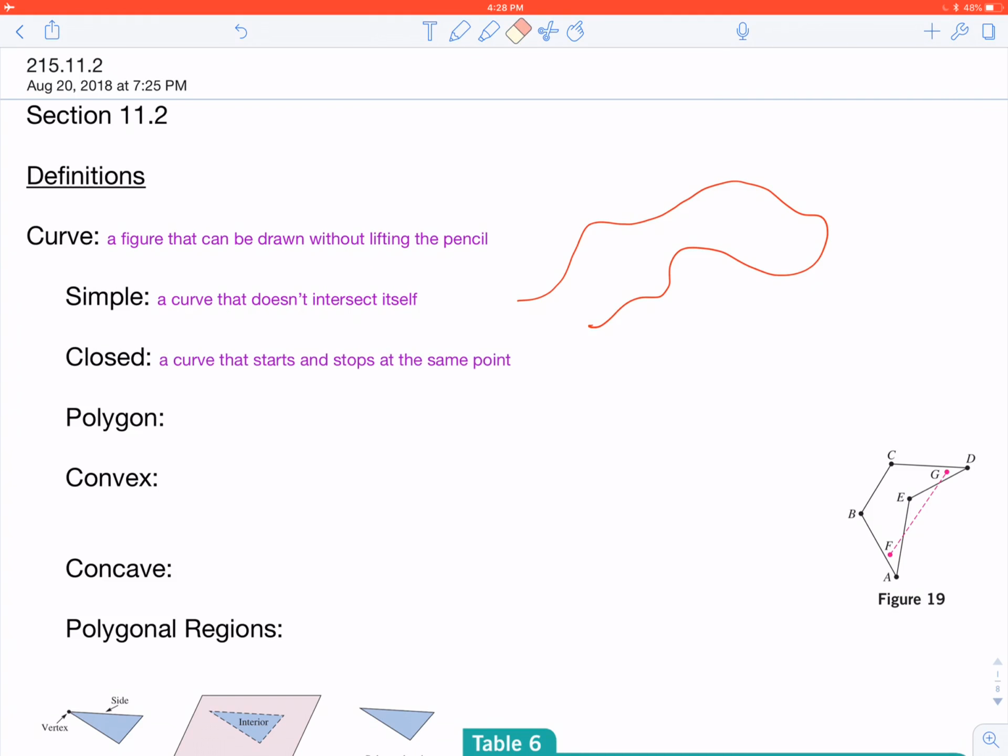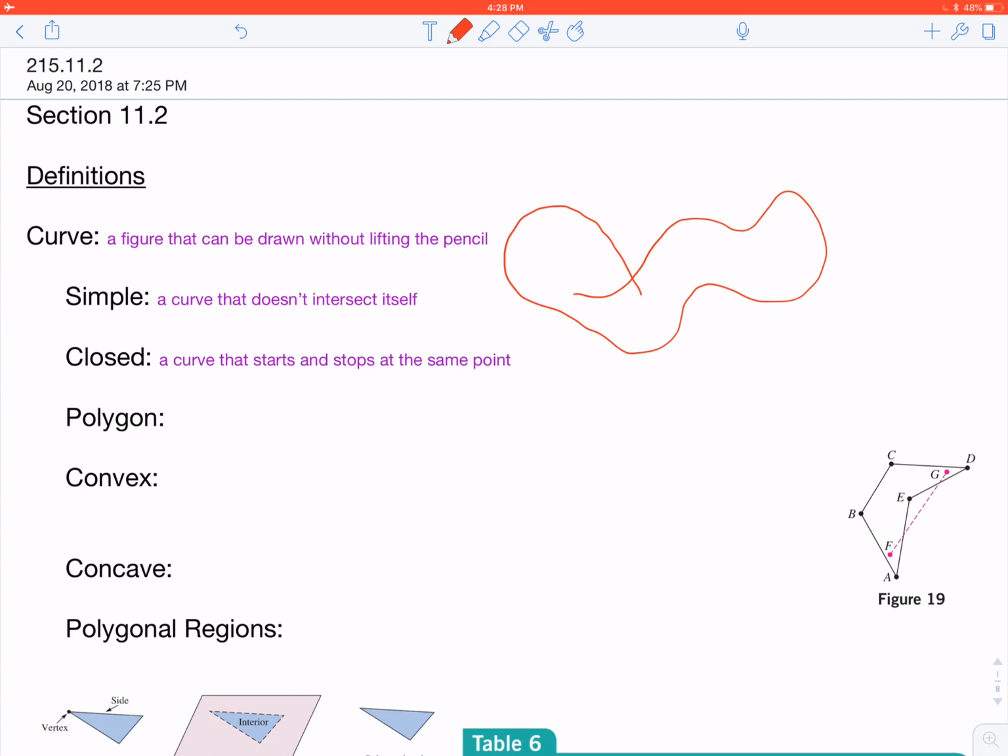Next, we have a closed curve. A closed curve starts and stops at the same point. So in this particular case, if I have my curve, and if I start and stop at the same place, this is a closed curve.